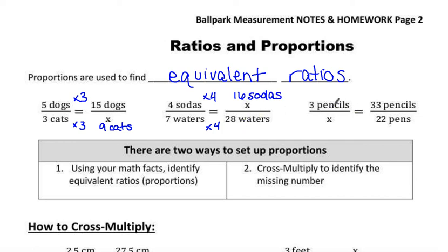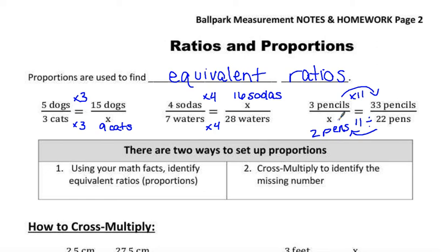And then the same thing for this one. I'm comparing pencils to pens. Pencils are on the top, pens are on the bottom. 3 to get to 33 pencils would be times 11 to go forward. But if you look at the ratio, I'm actually going backwards. So I need to do the division of 11 because times 11 would be go forward. So 22 divided by 11 would be 2 pens.